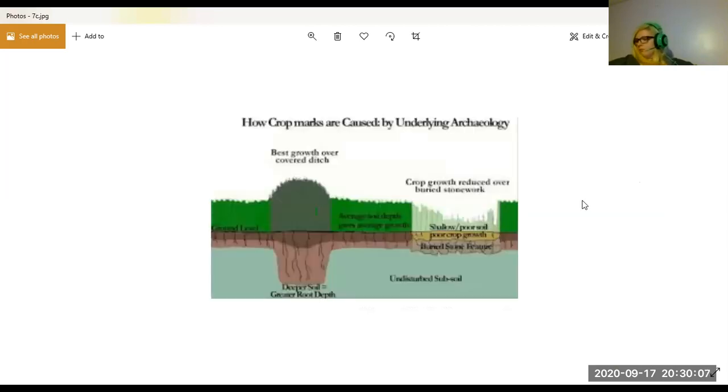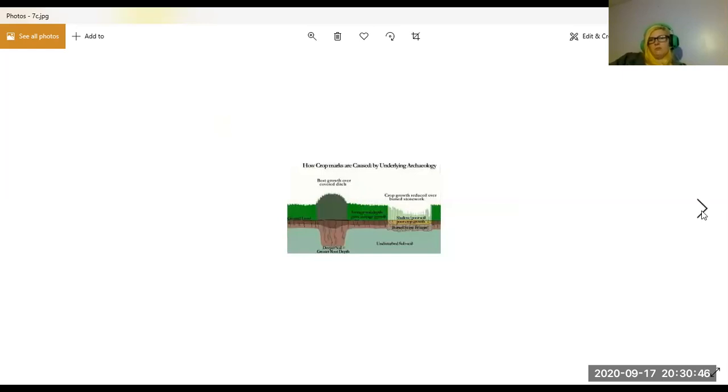And again, showing you another, crop marks are caused by underlying archaeology. There you go. On the left again, best growth over covered ditch, and crop growth reduced over buried stone wall. And there you can see. Usually what happens is farmers, if they know there's a wall there, over time will try to plough out the wall. But unfortunately, it makes things worse, because if you plough out a wall, the stone is spread throughout the field, causing problems with other crops growing in the field. So it's not always the way out. Just leave the wall there.